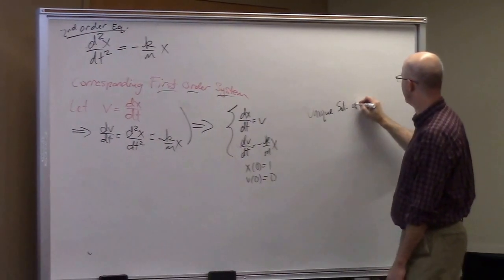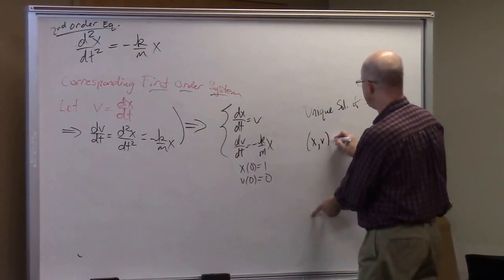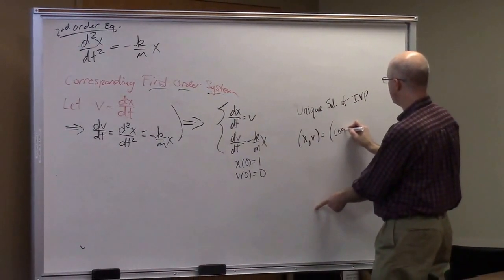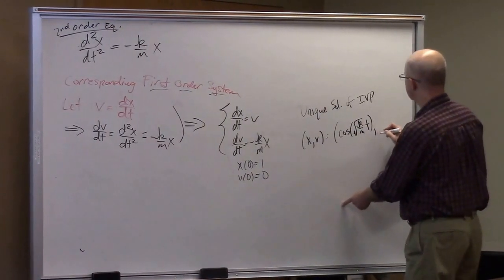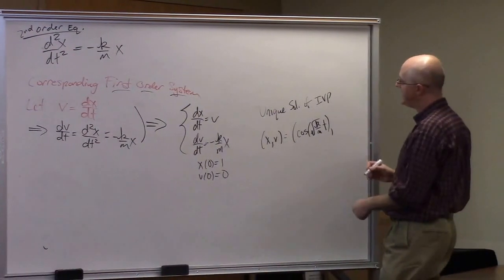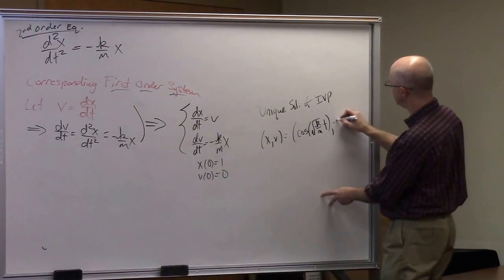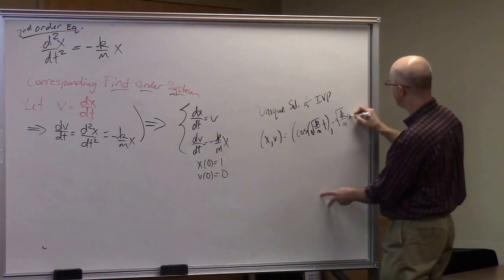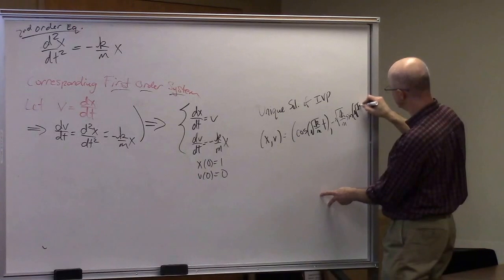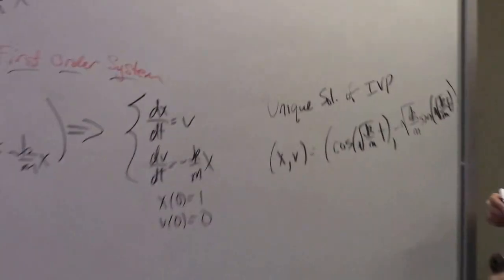of that initial value problem is an ordered pair x comma v equals cosine of square root of k over m t, comma v, the derivative of x, which will be, by the chain rule, negative square root of k over m times sine of square root of k over m t. Can you see that? Okay.